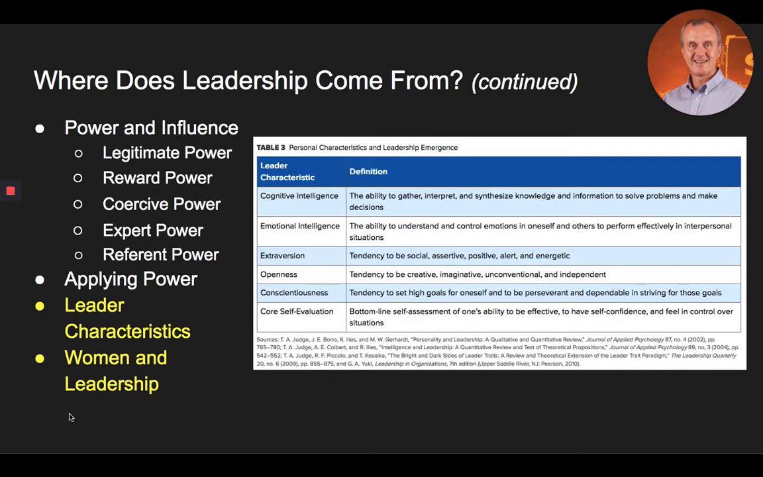Now let's talk about the subject of applying power. It is important to point out that leaders do not typically rely on only one source of power to influence followers. Part of the reason why this is true is because the sources of power are related to one another. Leaders may find themselves in situations where they have to apply sources of power that have been shown to be less effective.